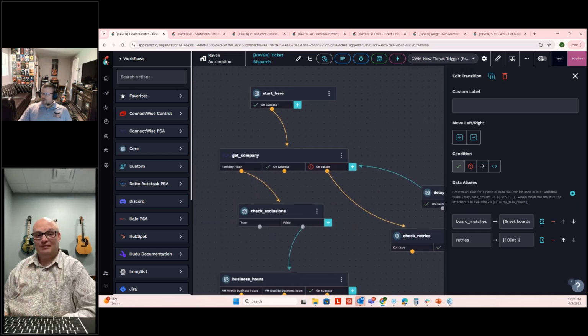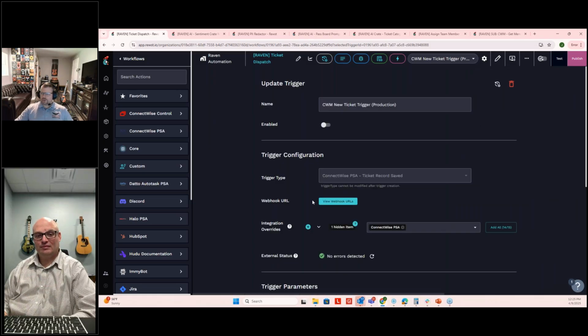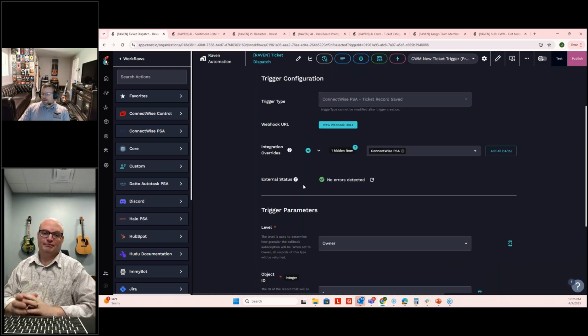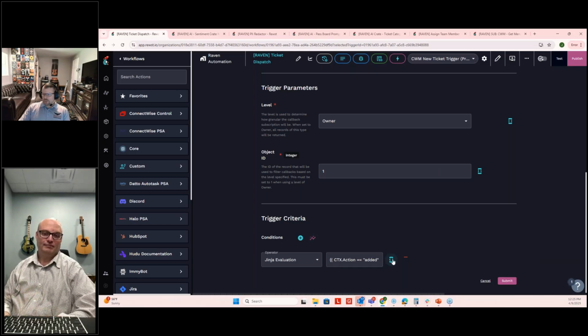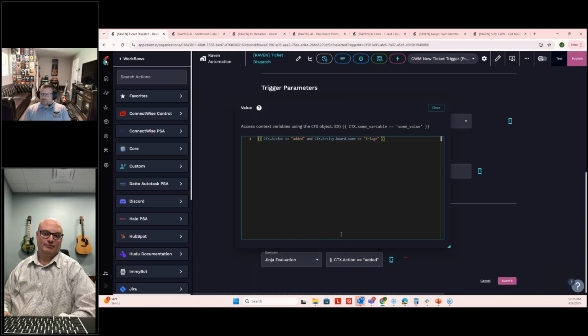The first thing that we're going to do is create a ticket trigger. In this case, we're going to launch this workflow anytime a ticket record is saved. Of course, that's going to include things like tickets being updated, so it's important that we add some conditional filtering here. We're making sure that we only trigger if the ticket action has been added, so it's a newly created ticket, and it's on our triage board. We're not looking at tickets that are on other boards. So it has to have been created on our triage board.